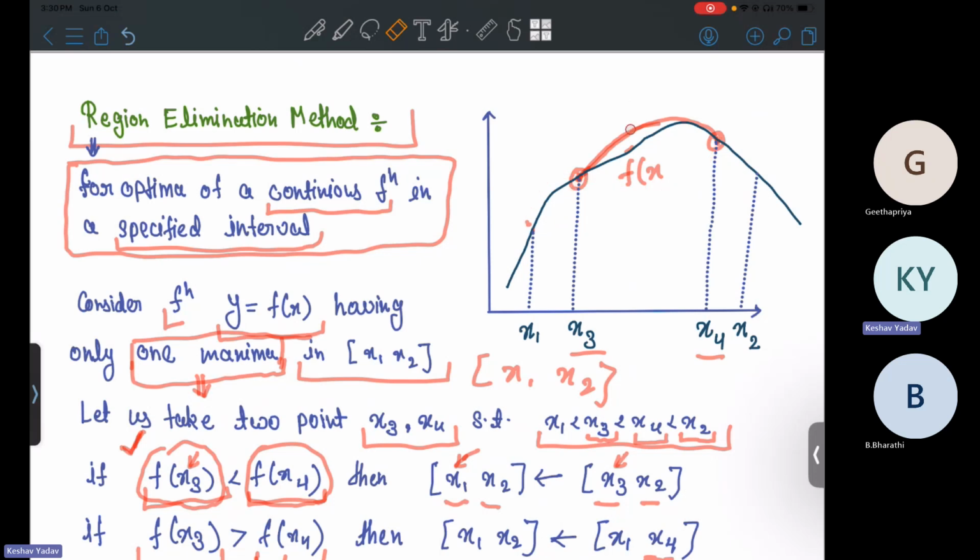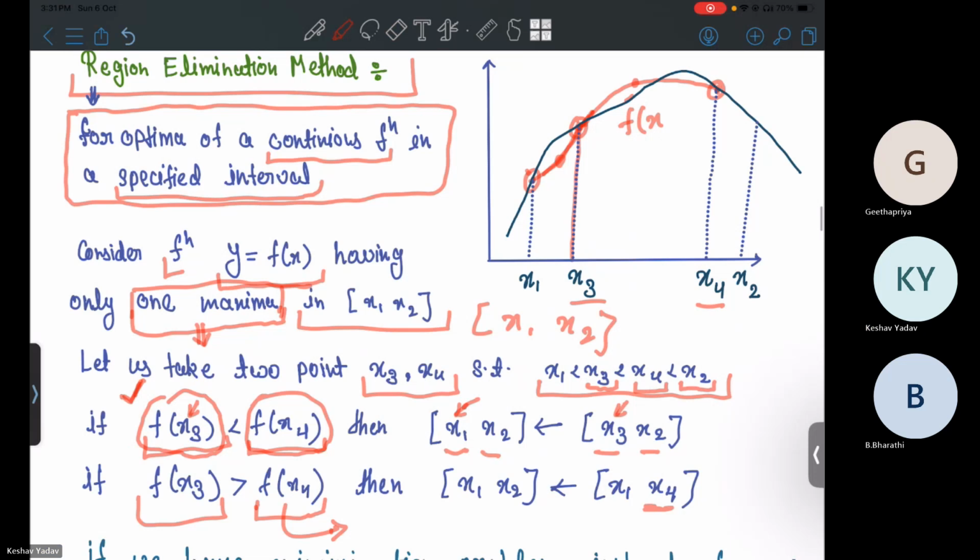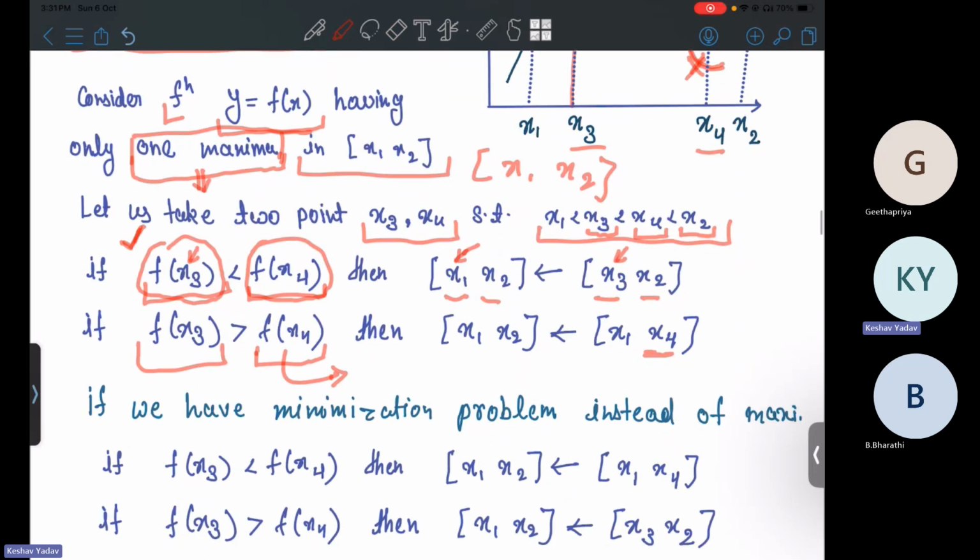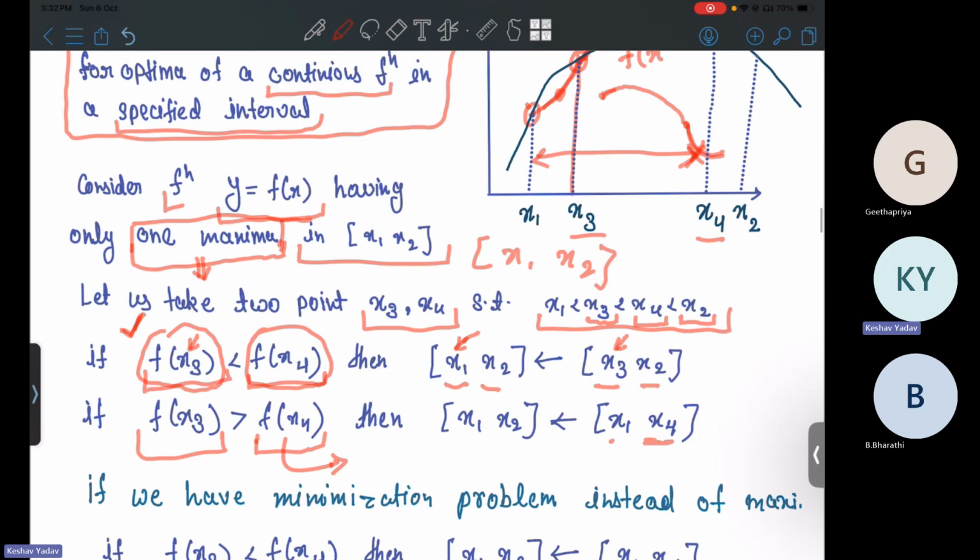Now we know the function is having one maxima. If this value is greater than this value, my function is going like that. Here this value is less than this value, that's why we are neglecting x1 and considering x3. If it is the other way around, the value is somewhere here and this value is somewhere here, so my function goes like that. In that case, we need to neglect this part, that's why we consider x1 to x4.